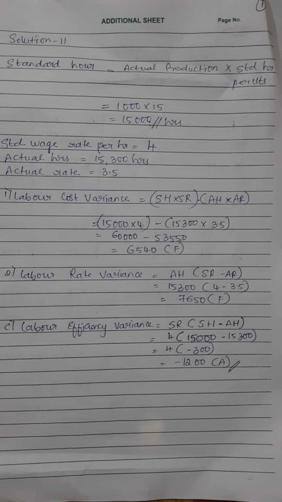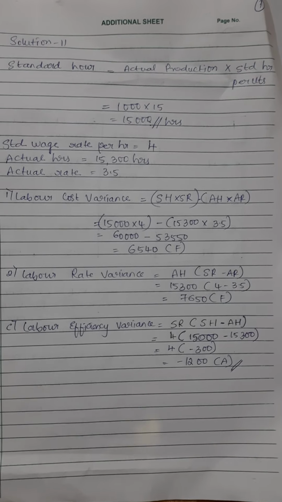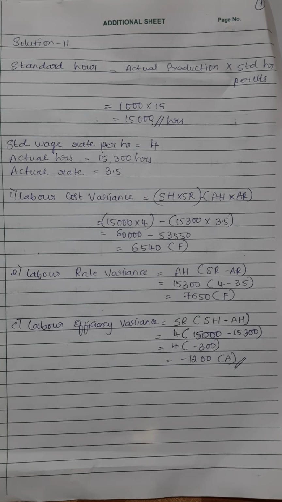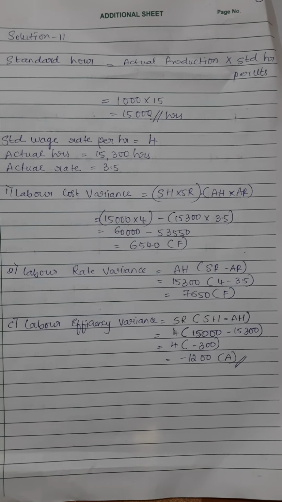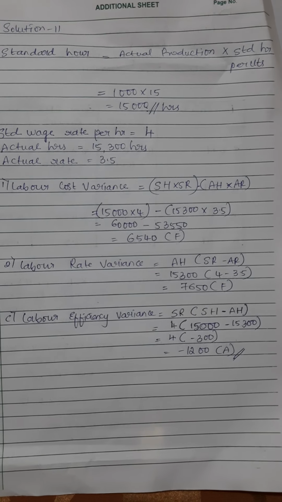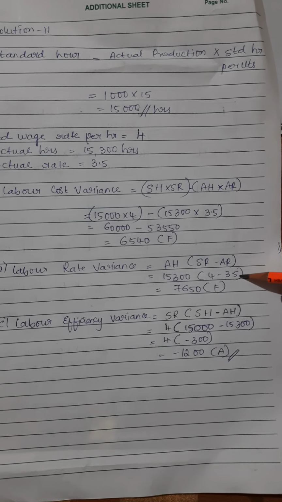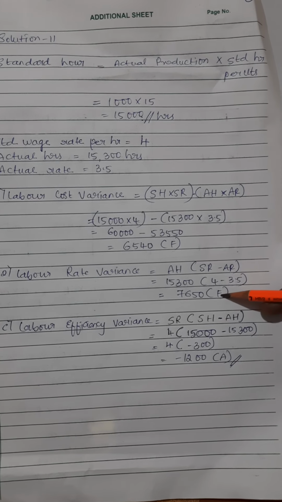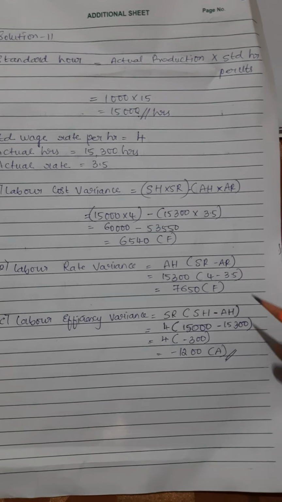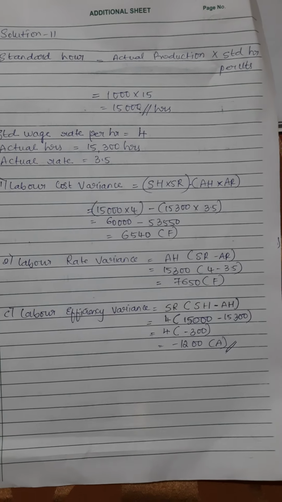Labor rate variance, your formula is actual hour into standard rate minus actual rate. Actual hour is given in the question, 15,300. Standard rate is 4, and actual rate is 3.5. So if you reduce 4 minus 3.5, you get 0.5. So 15,300 into 0.5 will give you 7,650. This is also a positive value, so it is favorable in nature.